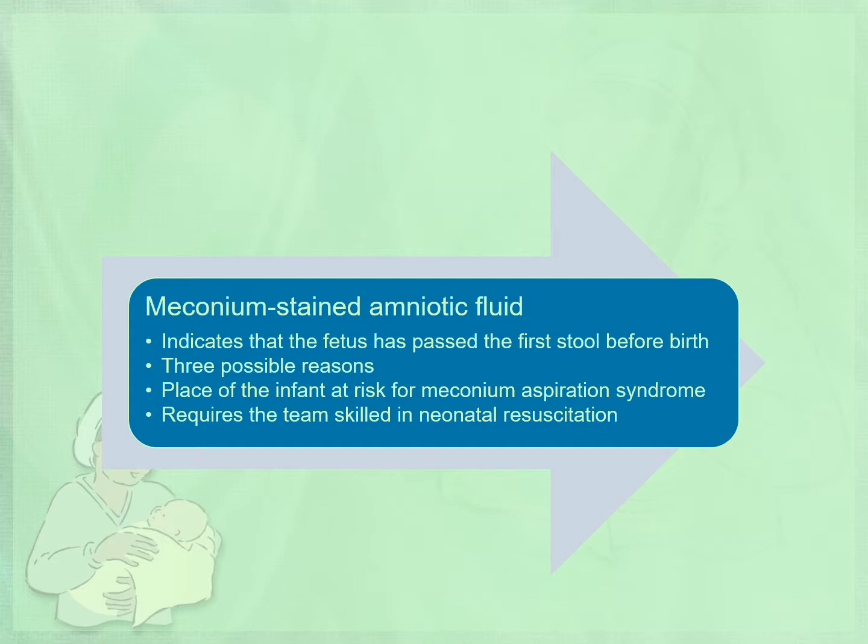The major risk associated with the passage of meconium is meconium aspiration syndrome in the neonate. Meconium aspiration syndrome is a severe form of aspiration pneumonia that occurs most often in post-term infants. The syndrome most likely results from a long-standing process rather than aspiration immediately after birth.